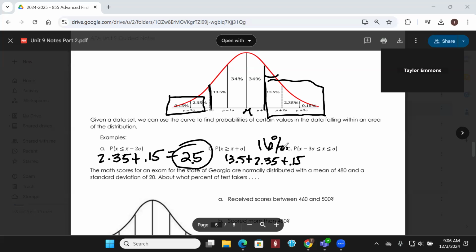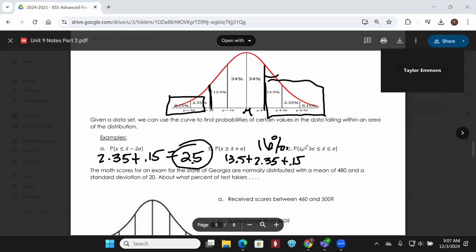Okay, this is where it starts tripping people up, is this notation right here. So this notation right here. I don't really know what she's got going on here. That looks weird.